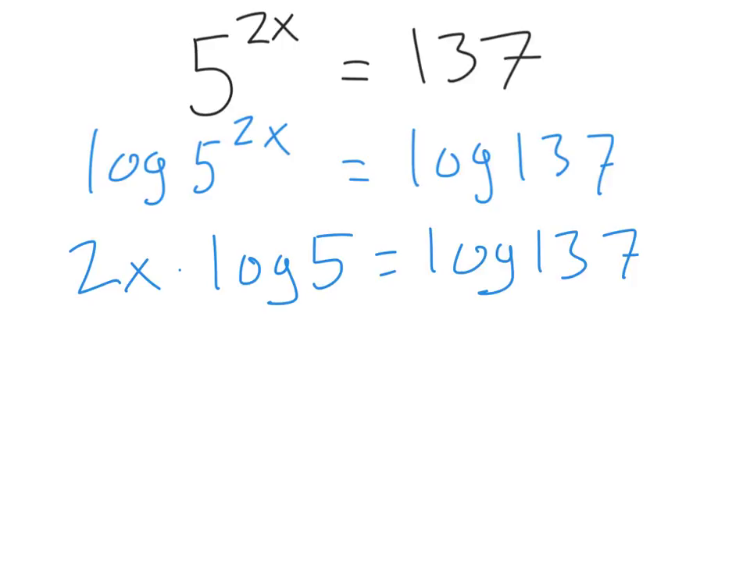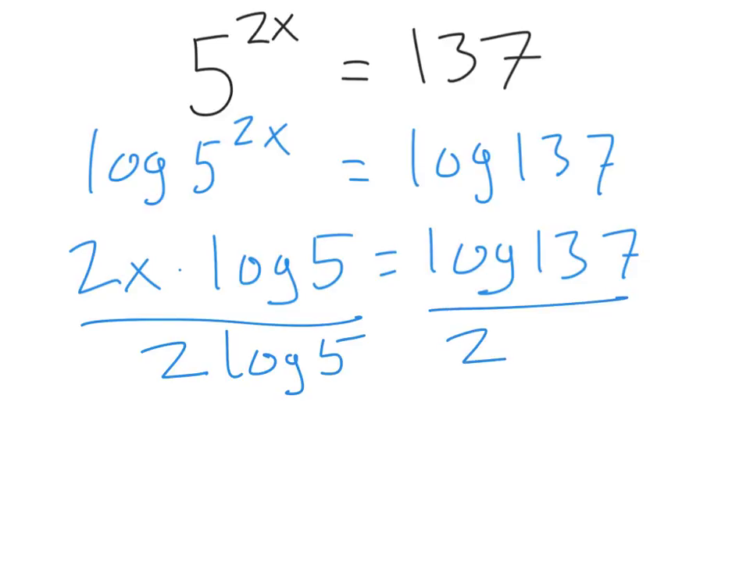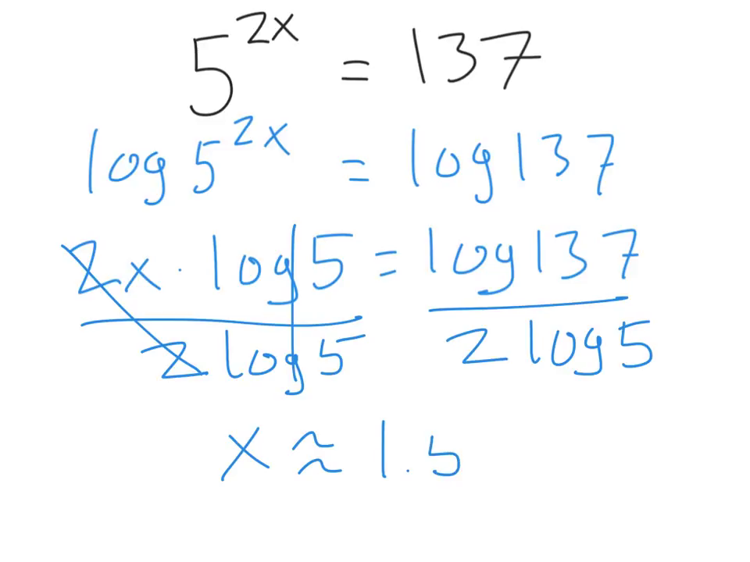And then we just have to get x by itself, so this is all multiplication over here on the left, so we're just going to divide by everything that's not x. We're going to divide by 2 log 5 and do that to both sides. Over here on the left, the 2's will cancel and the log 5's will cancel, and we'll get x equals. And on the right, this is our answer, log 137 over 2 times log of 5. If you throw that into the calculator, you'll get about 1.53 rounded to 2 decimal places.